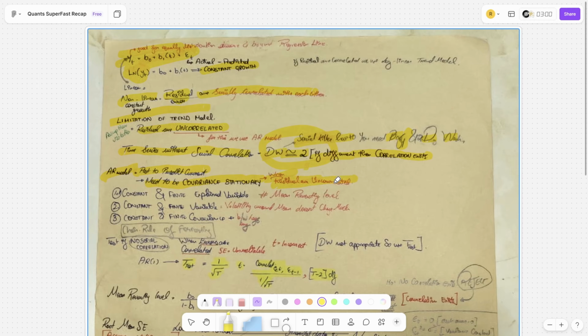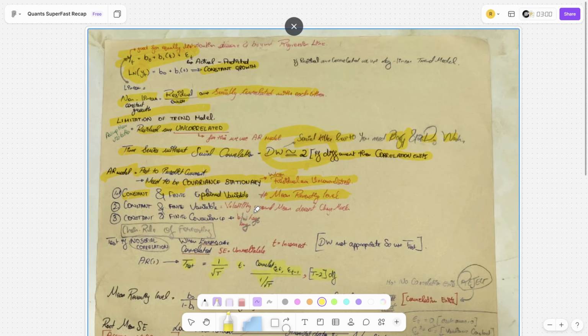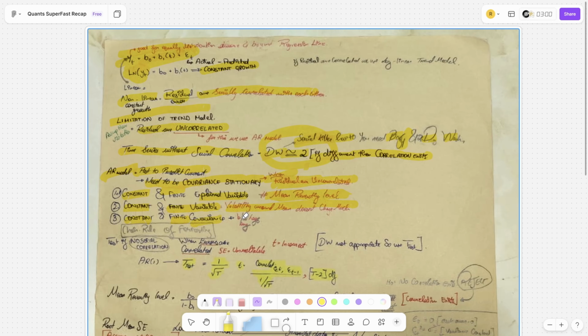So residuals of lags are uncorrelated. In that we have three assumptions: constant and finite expected value, meaning that the mean reverting level is constant and finite. Constant and finite variance, meaning that volatility around the mean does not change much. And the third point is constant and finite covariance, meaning that there is constant covariance of residuals between the lags. You have to keep this in mind.